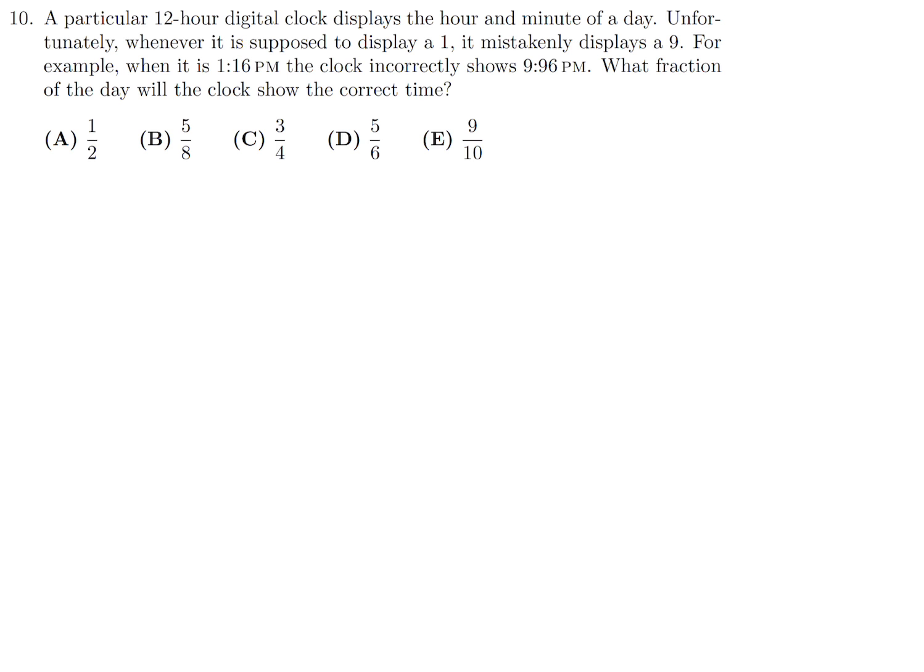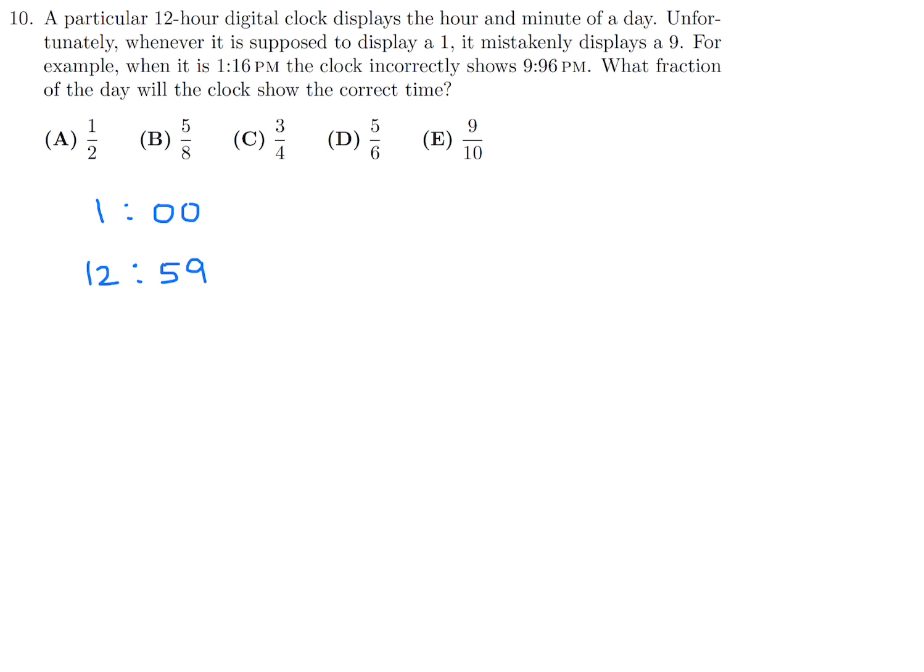A particular 12-hour digital clock displays the hour and minute of a day. Unfortunately, when it is supposed to display a 1, it mistakenly displays a 9. For example, when it is 1:16 p.m., the clock incorrectly shows 9:96 p.m. What fraction of the day will the clock show the correct time? So this clock apparently shows numbers anywhere from 1:00 to 12:59. Right? That is our scenario.